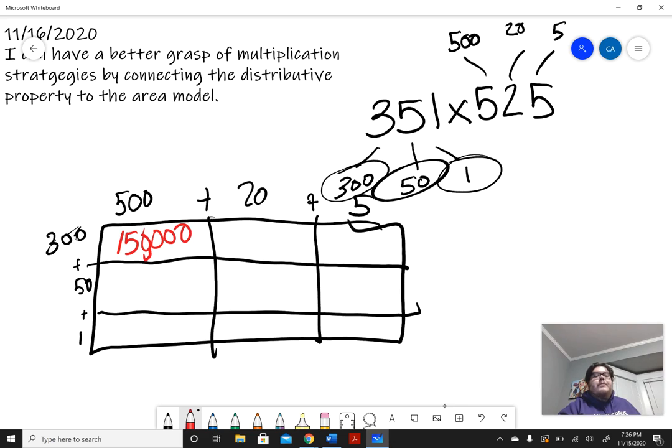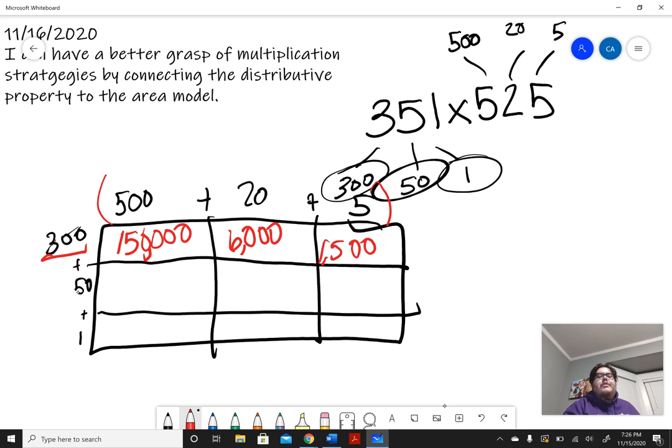Then we're going to distribute this 300 to our 20. 2 times 3 is 6. 100 times 10 is 1,000. 1,000 times 6 is 6,000. Then we have 300 times 5. 5 times 3 is 15. Times 1 times 100 is 100. 15 times 100 is 1,500. Great. So we've distributed the 300 across our number 525.